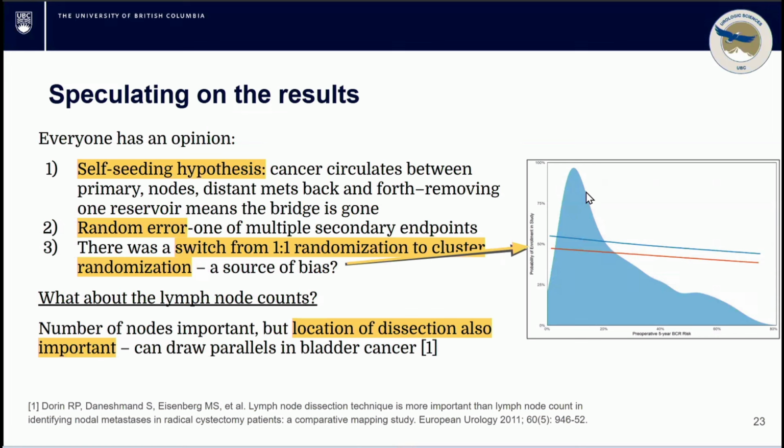And the author's main explanation is this self-seeding hypothesis. This is an idea that rather than a single spread in one direction out from the prostate up to the nodes and then up to distant sites, cancer cells move back and forth between all 3 areas. So if you do the extended pelvic lymph node dissection, you kind of cut out more of the environment where metastatic burden can grow.